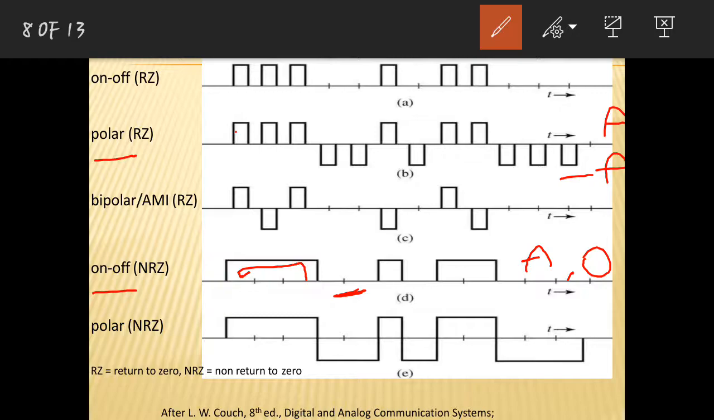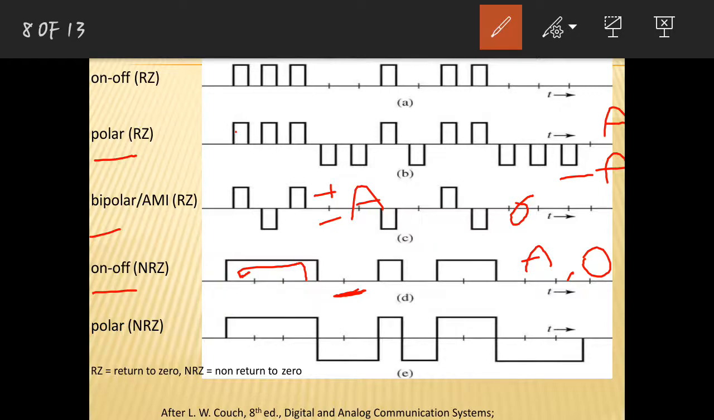What is bipolar? Bipolar is going to represent bit 1 as plus and minus A. So you can find that alternately the 1 bits are represented as positive pulse, negative pulse, positive pulse, negative pulse. Bit 0 is represented as 0 volts.